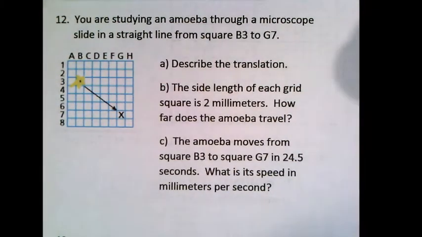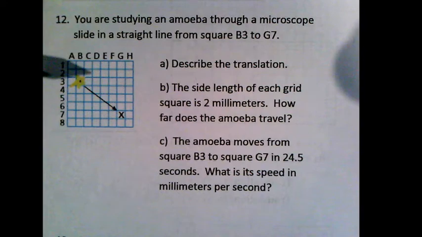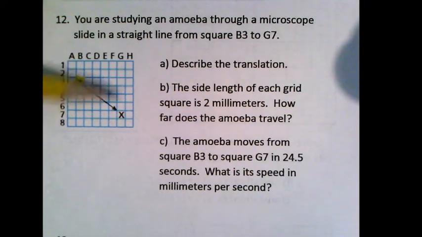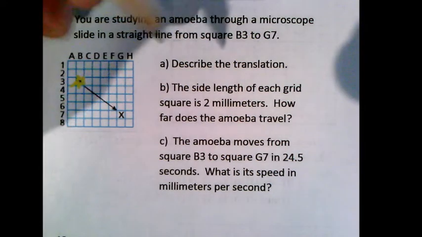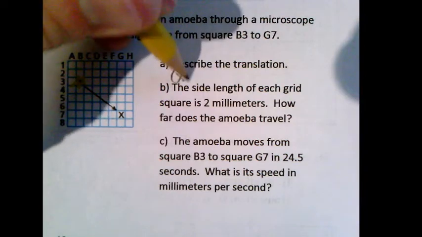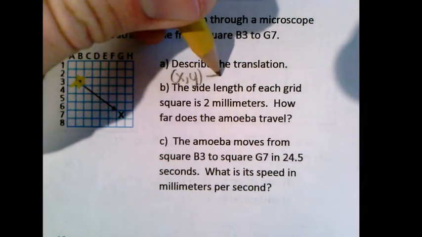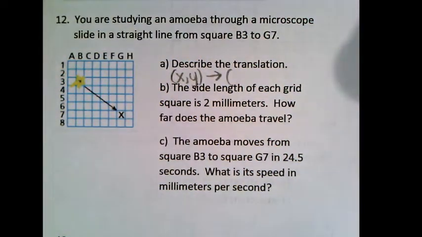Okay, we're studying amoebas through a microscope. So slide in a straight line from B3 to G6. Describe the transformation. So can somebody do that for me? We're going from here to here. Remember, you do your X and then your Y. So we're starting at X, Y, and then we're going to, you can just put it in the comments section there.